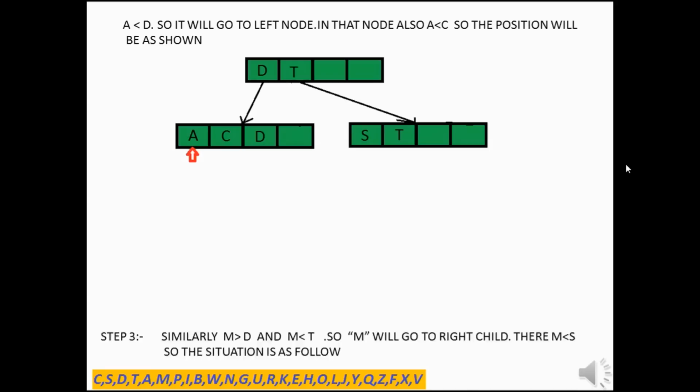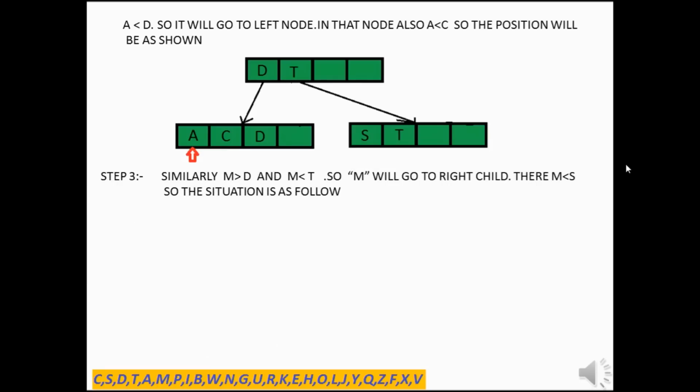Now let's begin step 3. Now our task is to insert M. The same algorithm will follow. Go to the parent node, compare M with each. Here M is greater than D but less than T. Since it is less than T, it will find its position in the node pointed to by the T. The T points to the rightmost node which contains S and T. Go to that level. Now compare M with S and T. Since M is less than S and T, in that node M will acquire the leftmost position.